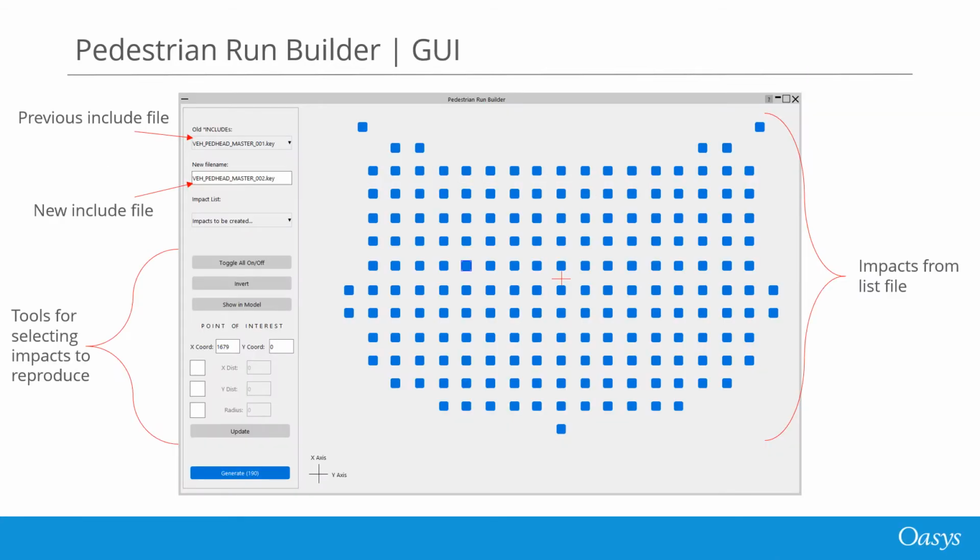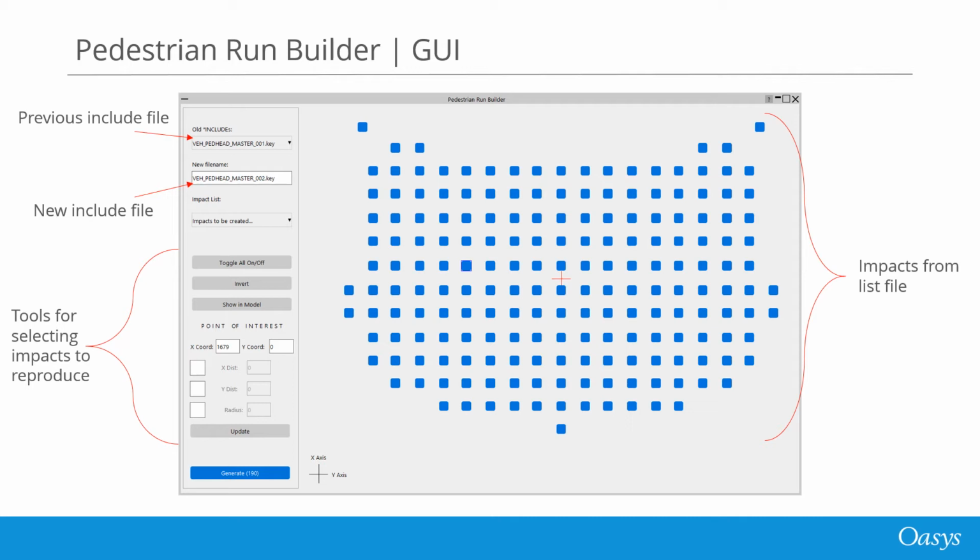Once the list file has been read, you'll be presented with a menu that looks similar to the one on the screen. It's split into two halves. On the right hand side we have a blue square for each of the impacts read from the list file. Those impacts are arranged based on the X and Y coordinates from the file. On the left hand side we have several inputs and some tools.